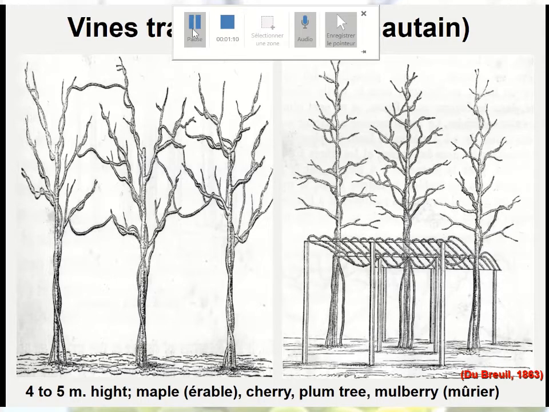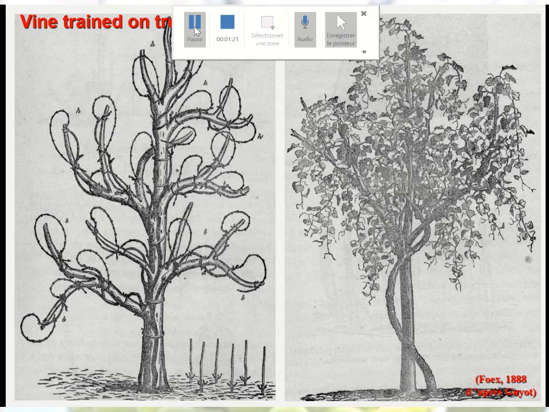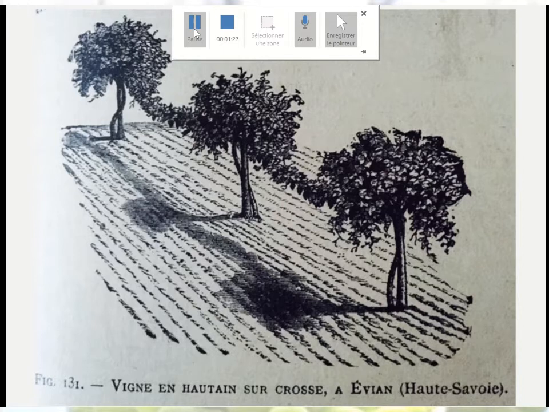On the left hand side, you will see that you can increase the crop by implementing a pergola associated with vine in trees. Dead trees were also used to support vine in tree. As a vine is a liana, you can create interesting training systems with vine growing in trees. The French name was vigne en hautain.